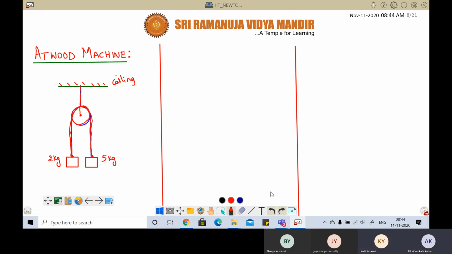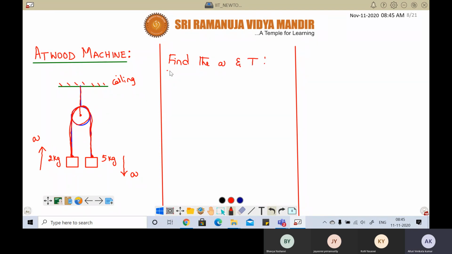What will happen to the blocks? The heavier one would come down and the lighter one would be hanging upside. Correct. Which one is heavier? The 5 kg block is downwards. So that one will go down, and the 2 kg will go up. Let us say it is going with an acceleration a. Now the question is to find the acceleration and tension.